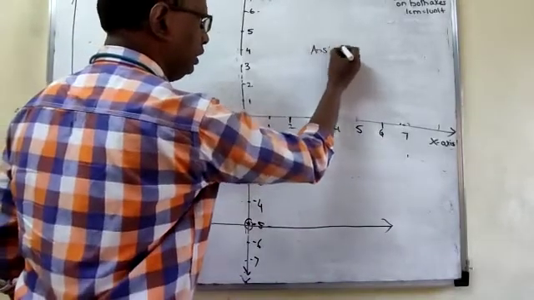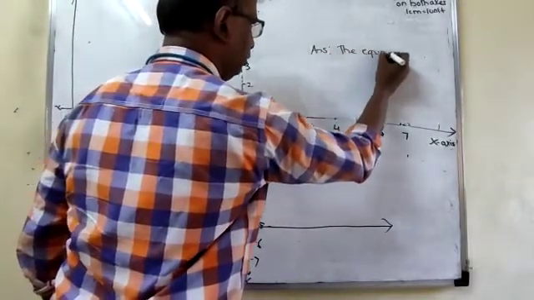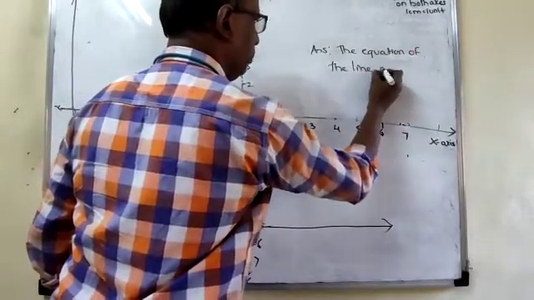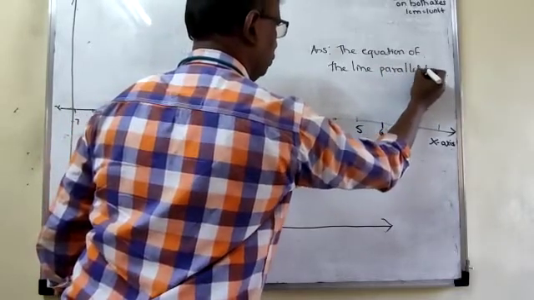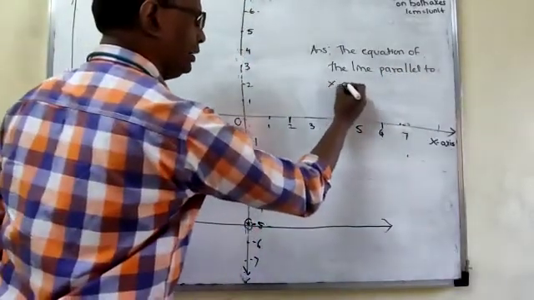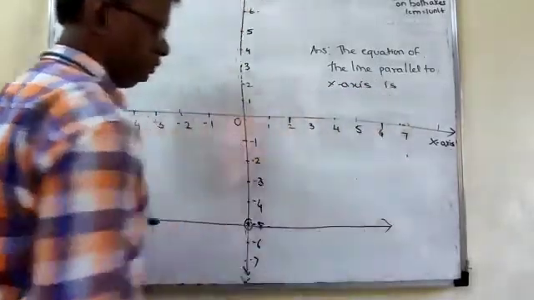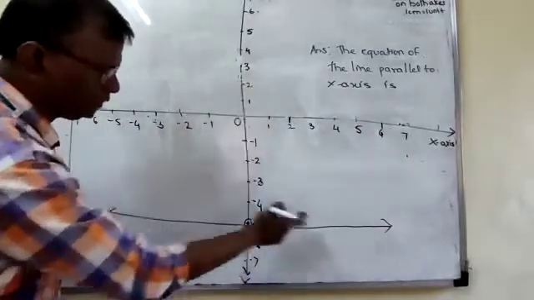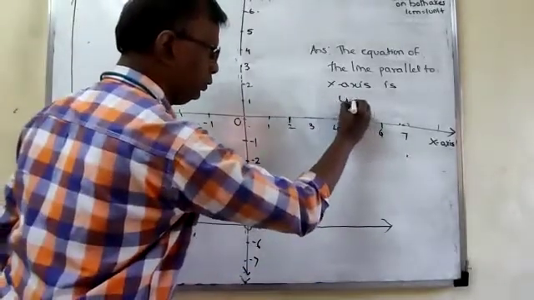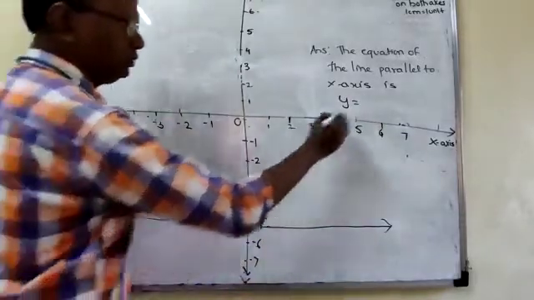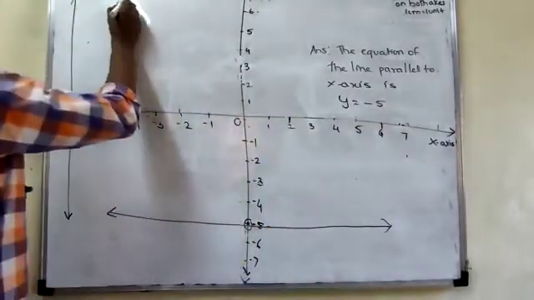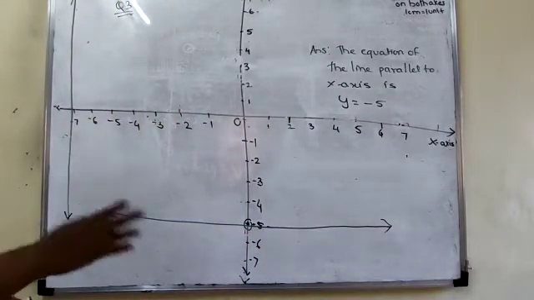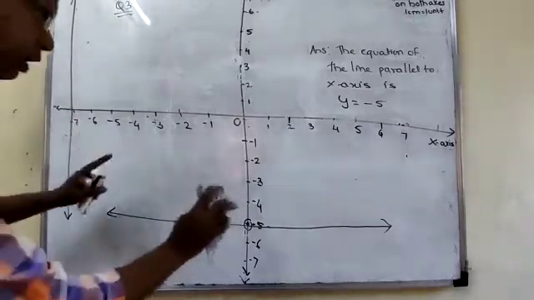Answer: the equation of the line parallel to which axis? X axis. You write the equation. This line touches which axis? Y axis. So y is equal to at which point? -5. This was question number 3. Okay. This much only. Same graph. Don't change the graph. Question number 4 also in the same graph.